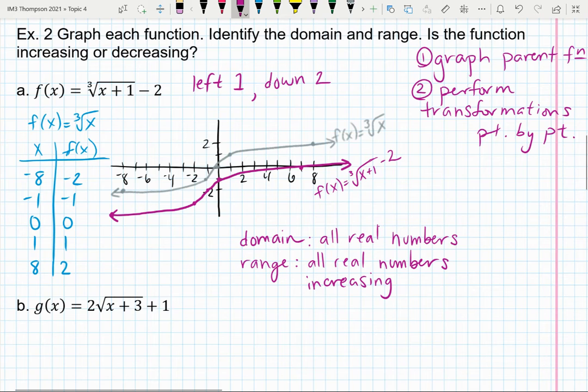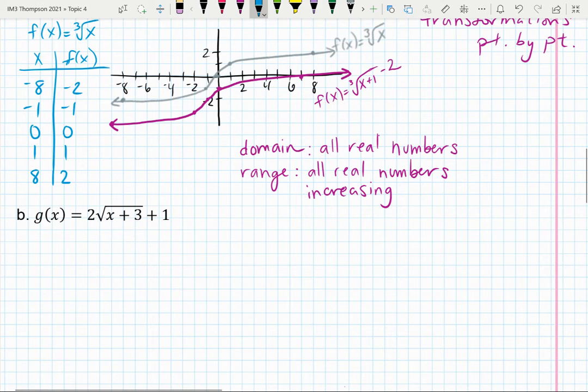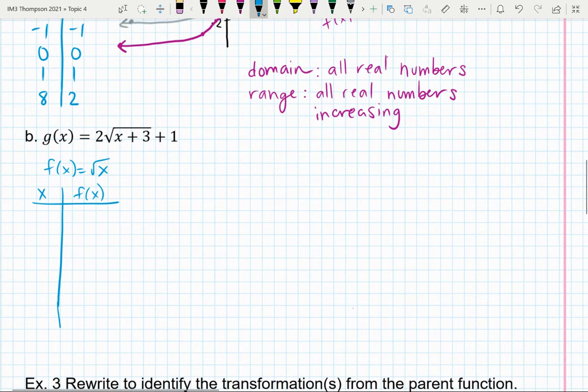Now we'll go on to the next example. Once you've created this table once, you can just copy it from wherever you have it, or you could just memorize it to recreate it.